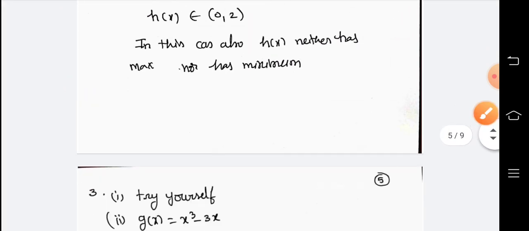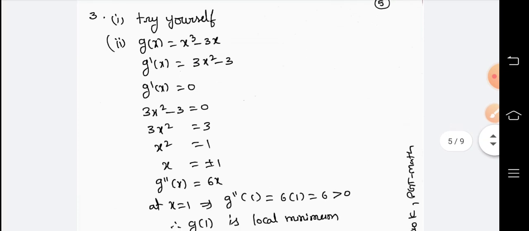Okay, next, third question. Look at the textbook. Find the local maxima and local minima, if any, of the following functions. Find also the local maximum and local minimum values, as the case may be. That means if maxima and minima exist, we will have to find them.